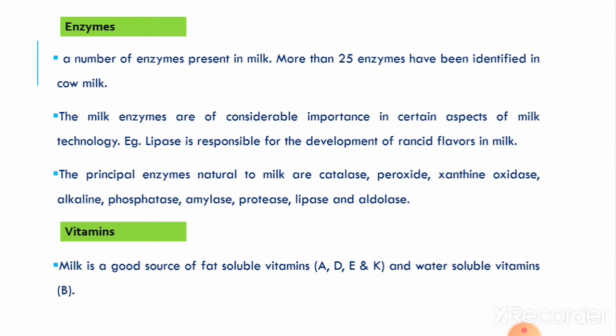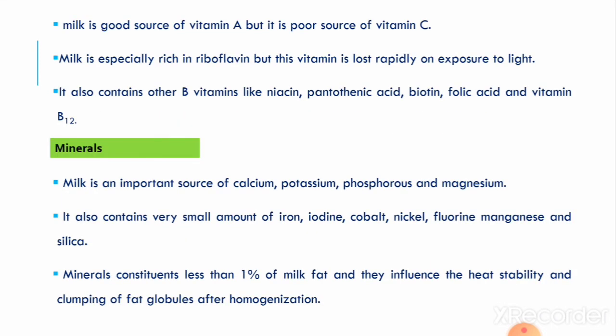The next important constituent of milk is vitamins. Milk is a good source of fat soluble vitamins like vitamin A, D, E, and K, and water soluble vitamins, vitamin B. Milk is a good source of vitamin A, but a poor source of vitamin C. Milk is especially rich in riboflavin, but this vitamin is lost rapidly on exposure to light. It also contains other B vitamins like niacin, pantothenic acid, biotin, folic acid, and vitamin B12.